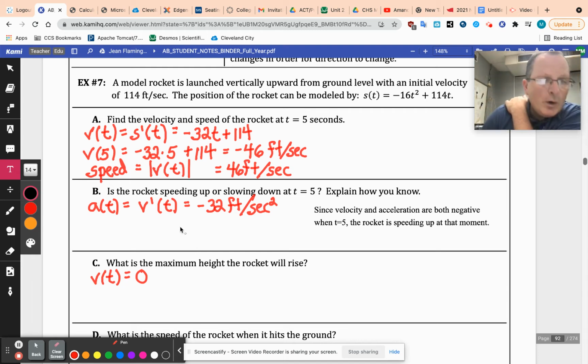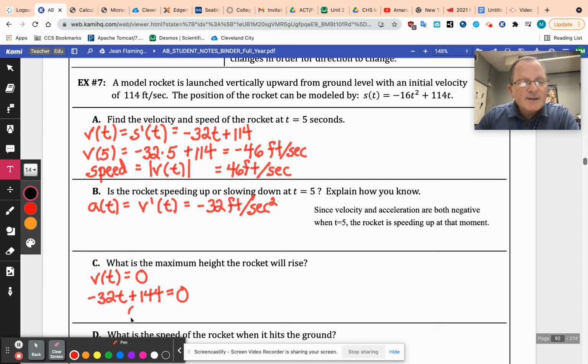Okay, and so well, that's going to happen when negative 32t plus 114 is equal to 0. And if we solve that, I've got 144 divided by 32, 4.5. So that's 4.5 seconds. So this is t equals 4.5 seconds.